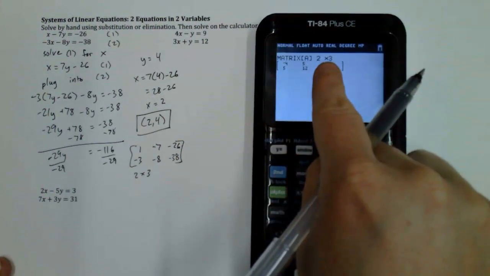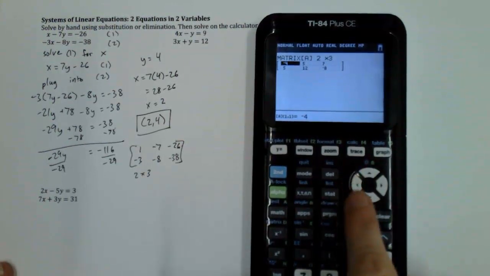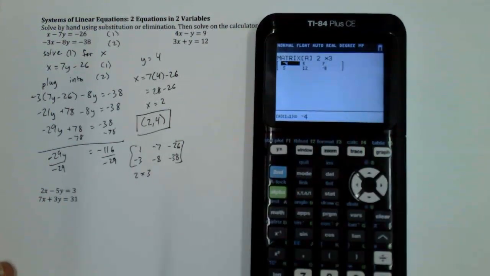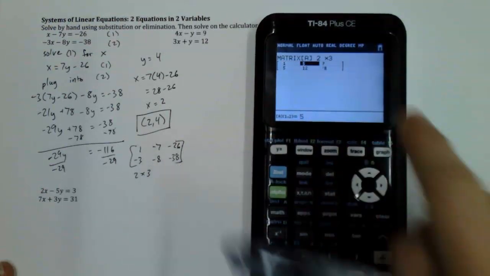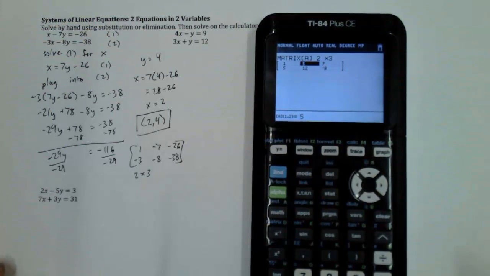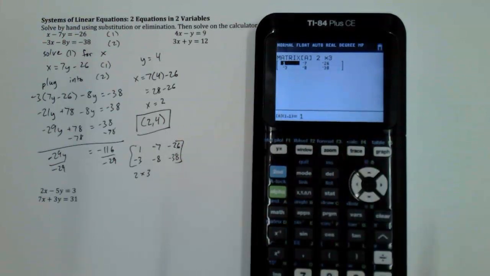You'll notice I've already got those dimensions, but I can easily hit 2, enter, and 3, enter to change that if I need to. You can use your up, down, left, and right keys to move through the matrix, but if I hit 1 and then enter, my calculator will automatically take me across to help make sure I've got that entered correctly. So negative 7, negative 26, negative 3, negative 8, and negative 38. I always encourage students, pause, make sure you've typed all those numbers in correctly, because if you haven't, we are going to get the wrong answer.